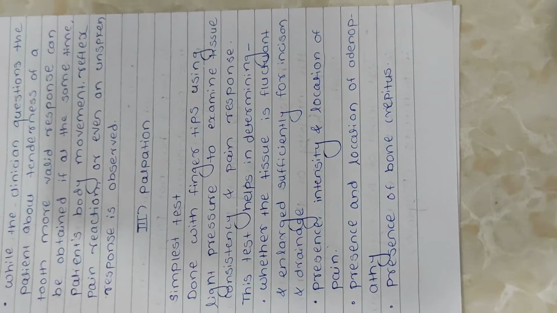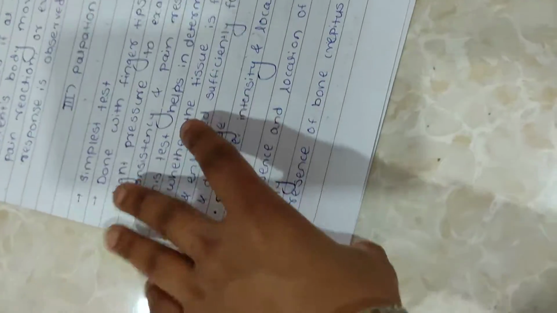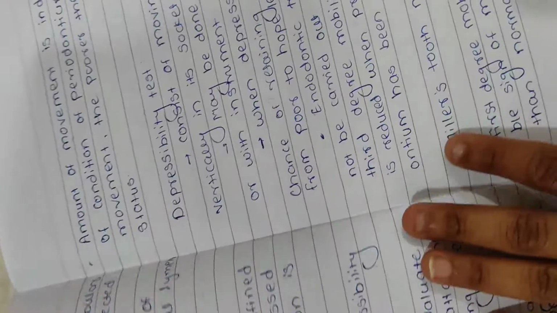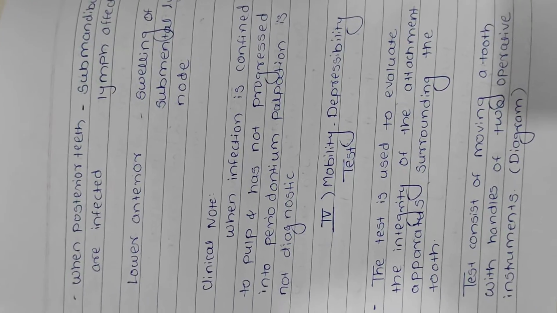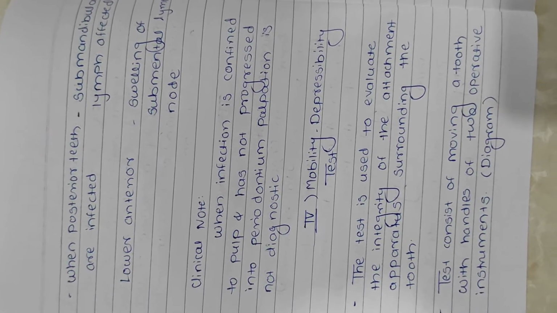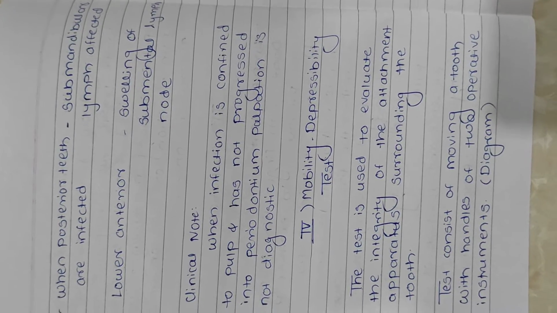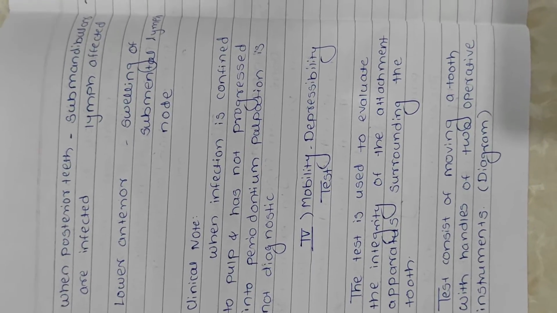Fourth one is presence of bony crepitus. When posterior teeth are infected, submandibular lymph nodes are affected, and when lower anteriors are infected, swelling of the submental lymph node is there. Clinical note is what?